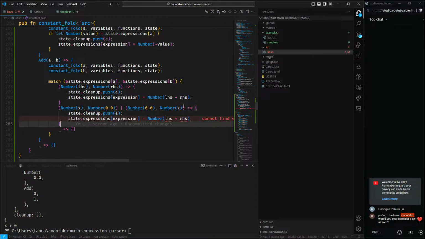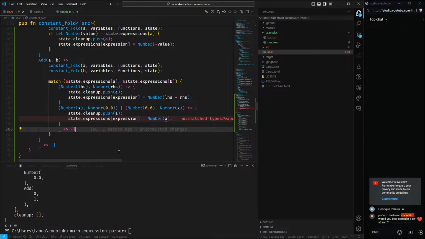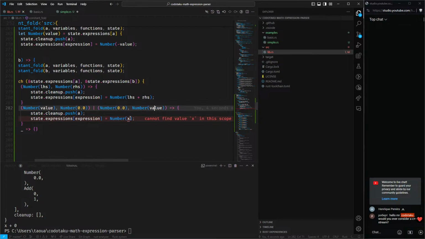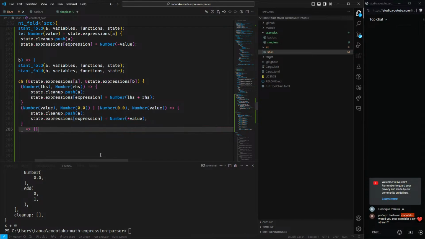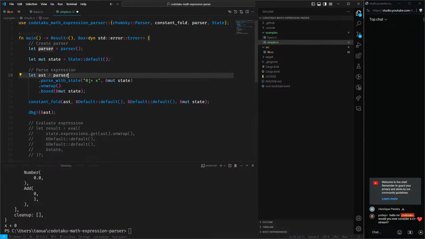There you go. Cool. So if number x here, or number 0 and number x here, then we're gonna say number x directly. There you go. Cool. Or we could say value, I guess. Okay, what is the problem here? I cannot find value. Oh yeah. Let me do this, and there you go. Good. Now this should be able to be constant folded, optimized into x.